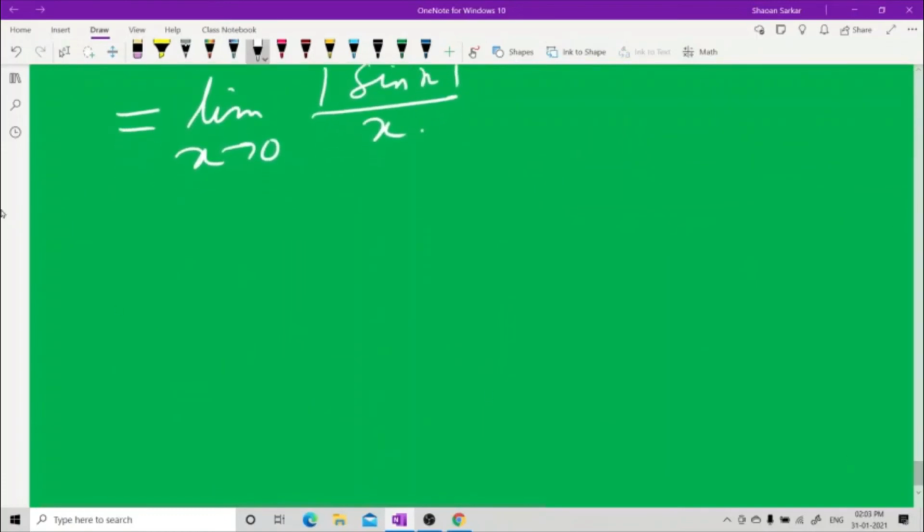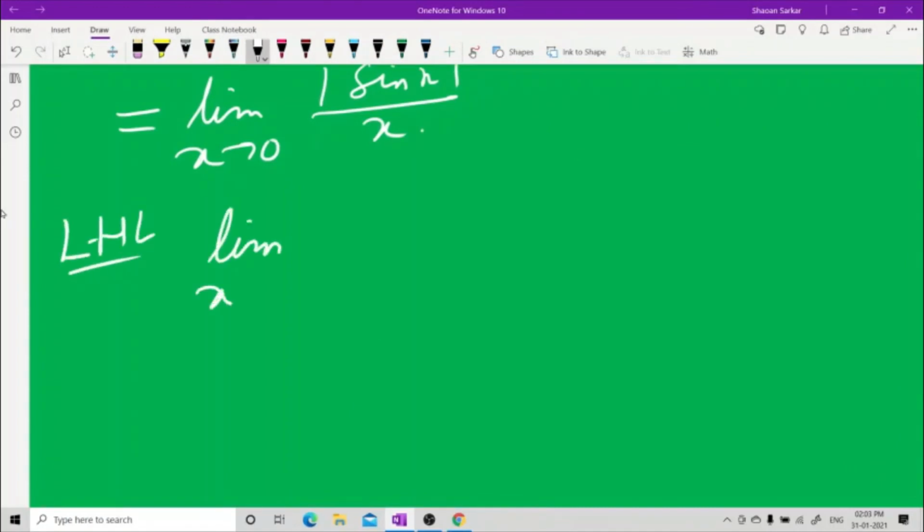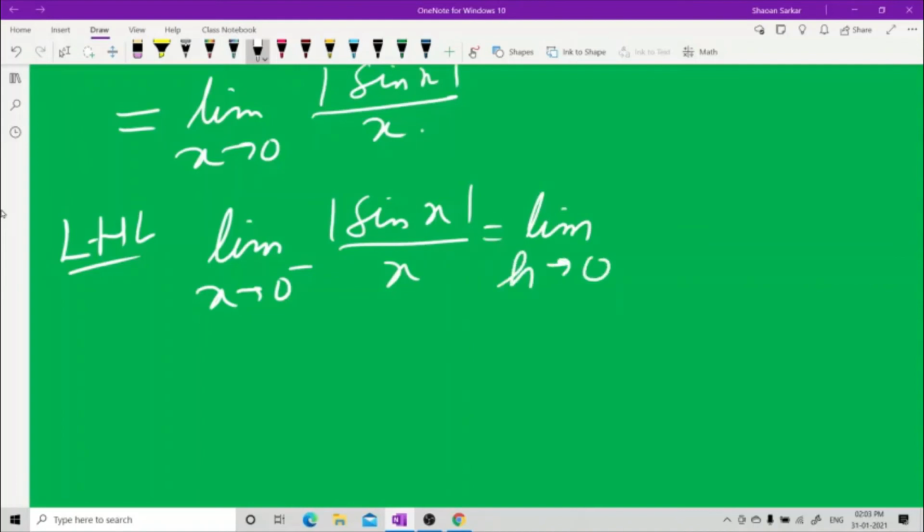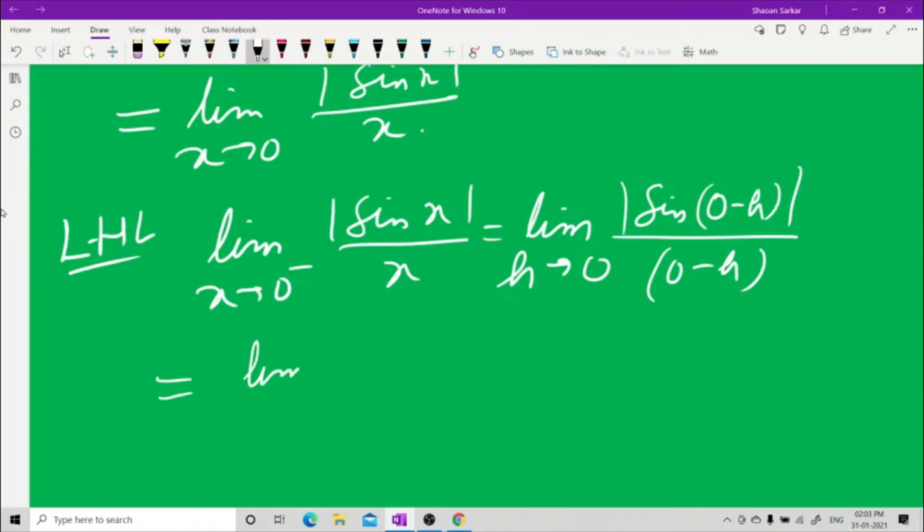Now LHL, limit x tending to 0 minus mod sine x upon x. So limit h tending to 0 sine 0 minus h mod upon 0 minus h. This is equal to limit h tending to 0, 0 minus h is sine minus h mod, and 0 minus h is minus h.